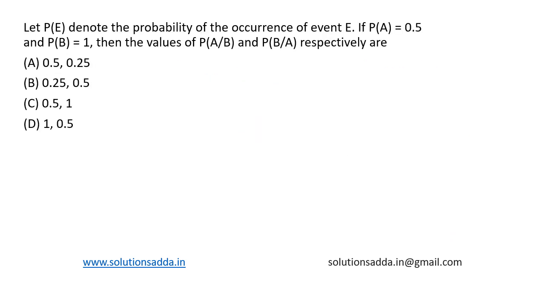This is a question from probability. Let P of E denote the probability of the occurrence of event E. If P of A is equal to 0.5 and P of B is equal to 1, then the values of P of A given B and P of B given A respectively are. So it is given that probability of A is equal to 0.5, probability of B is equal to 1. Now from the probability of B, it is clear that there is no dependency between the events A and B. So both A and B are independent.